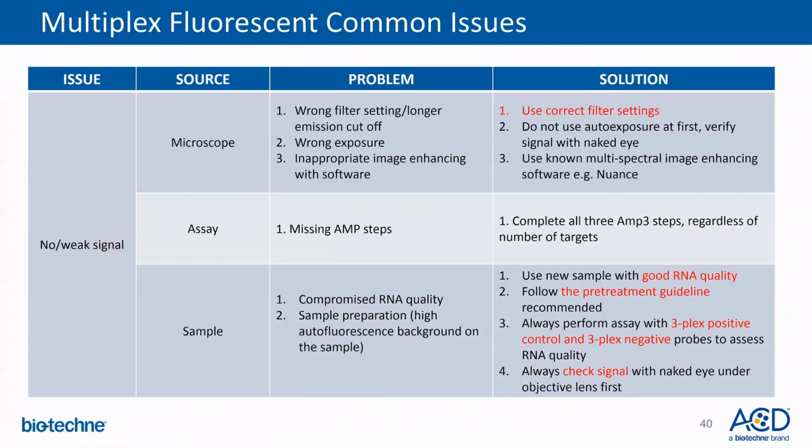The third source for no or weak signal could be the sample. It could be the RNA quality in the sample is compromised or the sample preparation is not correct. The solution would be to use a new sample with good RNA quality, follow the pretreatment guideline as recommended, always perform the positive and negative control probes to assess the RNA quality, and always check the signal first with naked eye under the objective lens.